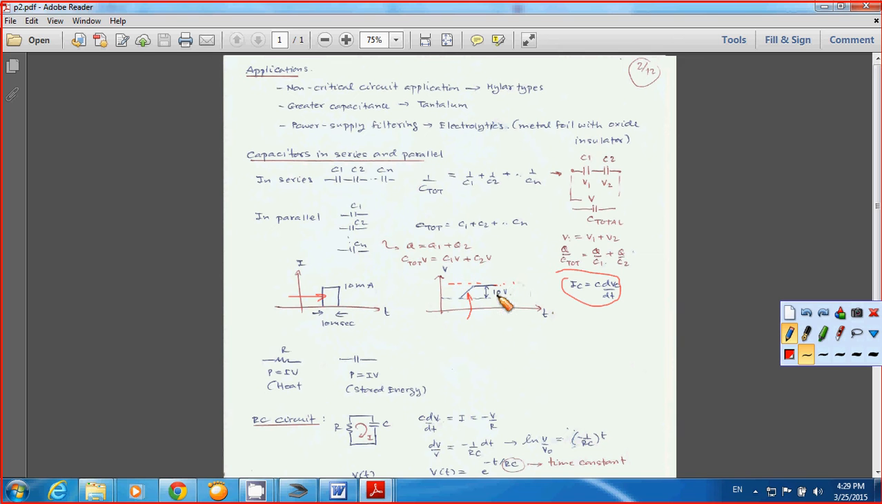And just like I mentioned before, when you're talking about R, you have power dissipation, P equal to IV, which turns out to be heat. But for a capacitor, it just becomes stored energy in the capacitor. And then you can use that as a voltage source for your circuit, because you have electrical energy stored in the capacitor.